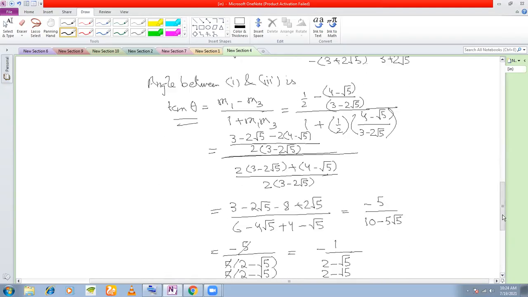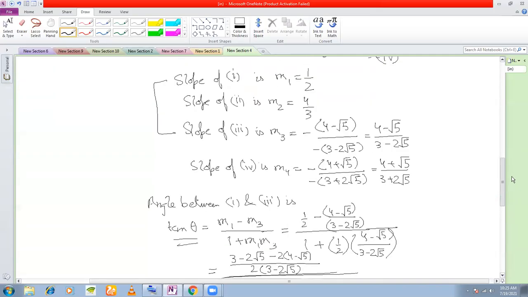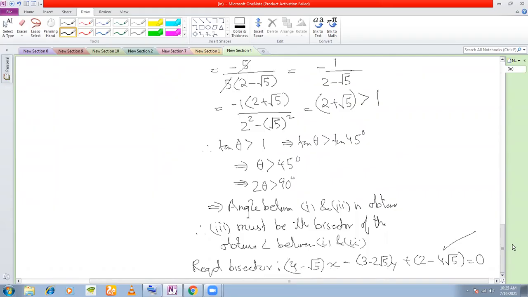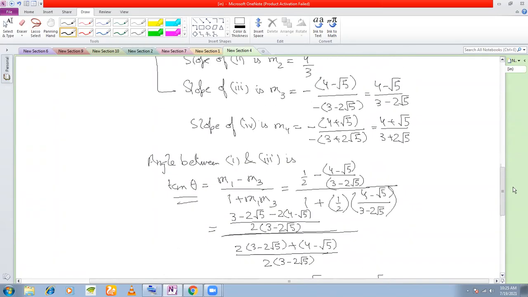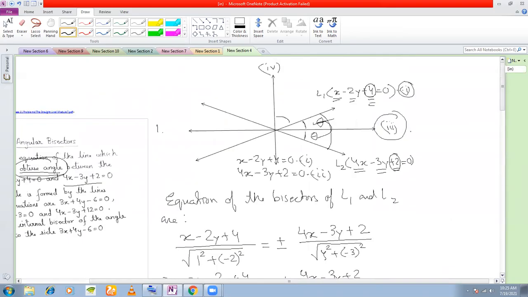See, it's very simple. If this is the bisector of the obtuse angle, if they had asked you the bisector of the acute angle, then obviously the fourth equation should be the bisector of the acute angle. Where is equation number 4? This one. This is the bisector of the acute angle. Isn't it? If this is the bisector of the obtuse angle, this must be the bisector of the acute angle. Right or wrong?